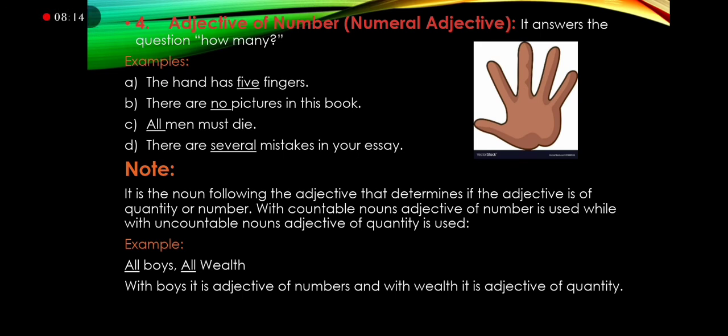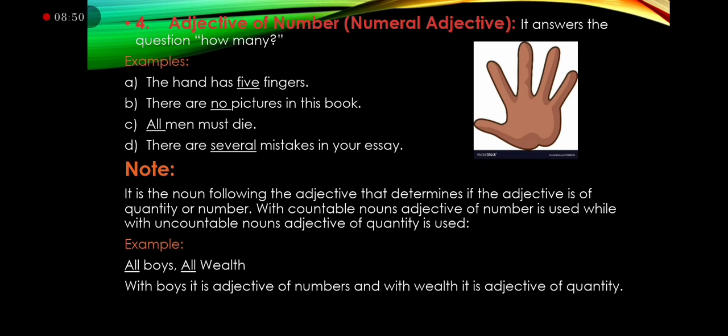Adjective of number, or you can say numeral adjectives. It answers the question how many. Now see examples. The hand has 5 fingers. A hand has how many fingers? 5 fingers. There are no pictures in this book. How many pictures? No picture. All men must die. How many men have to die? All men. There are several mistakes in your essay. How many mistakes? Several mistakes. Now see, 5, no, all, several. These are adjectives of number.